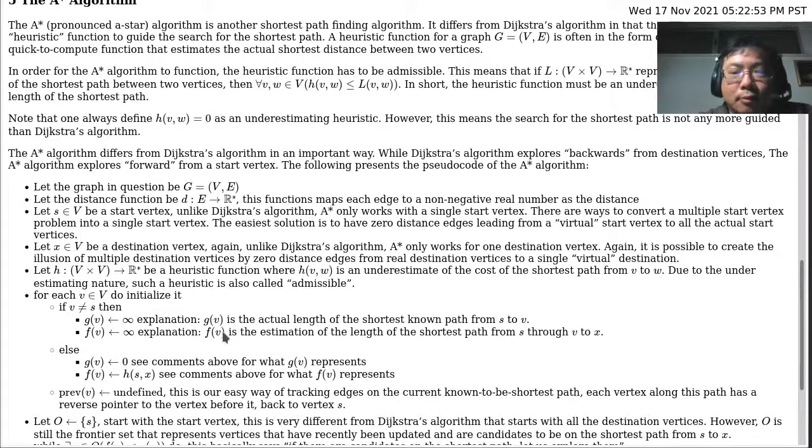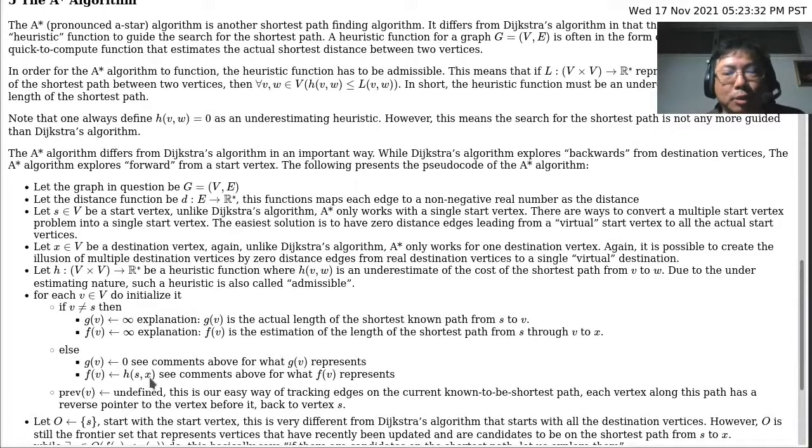All right, very good. So we initialize G of V and F of V to infinity for all of the vertices except for the start vertex. So for the start vertex, we initialize G of V if V is S. Okay, if variable v is variable s, then we initialize G of v to 0, and we initialize f of v to the heuristic value between s, which is the starting vertex, to x, which is the destination vertex. Does that make sense to you?